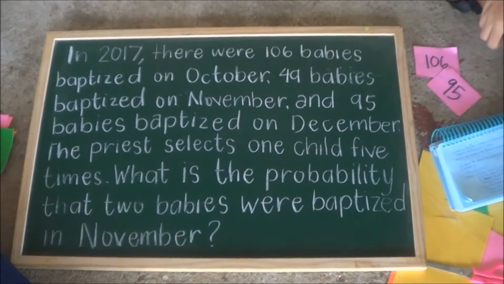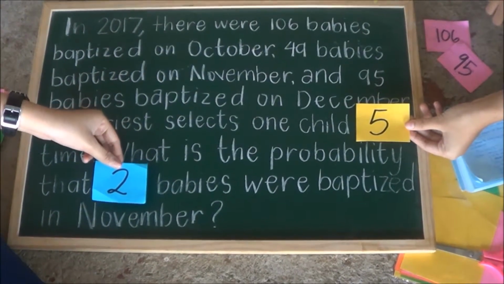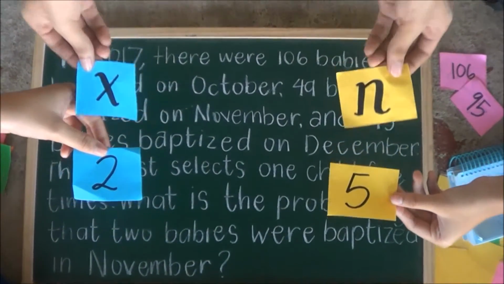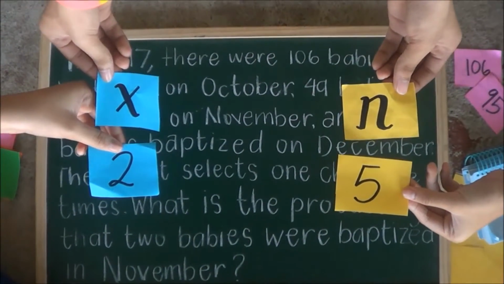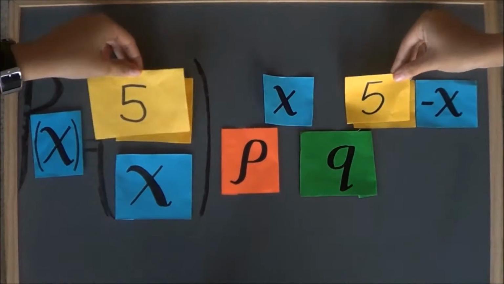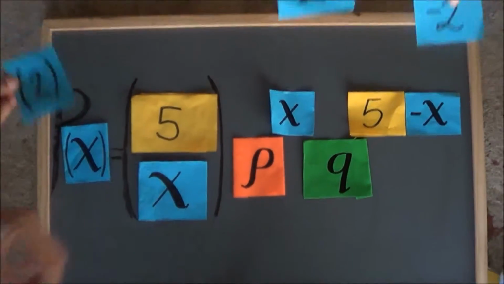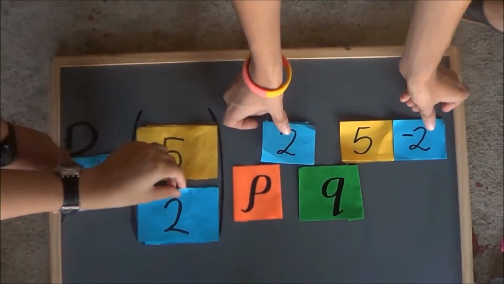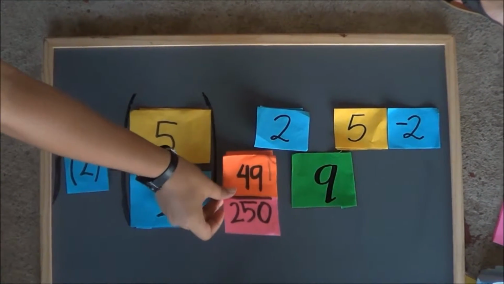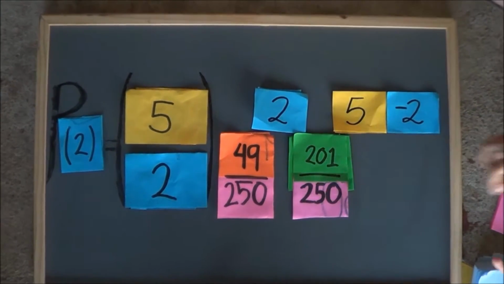The number of trials in the problem is the number of times the priest selects, while the value asked in the problem is the number of successes among trials. So n is 5 and x is 2. After finding out the values, you can now substitute them into their corresponding variables. n is 5, x is 2, p is equal to 49 over 250, and lastly, q is equal to 201 over 250.